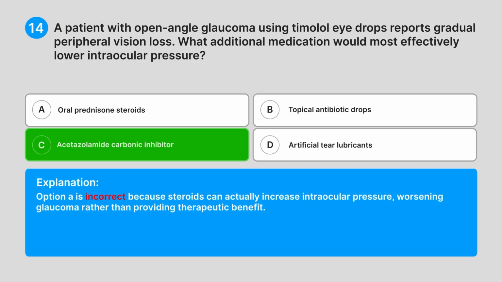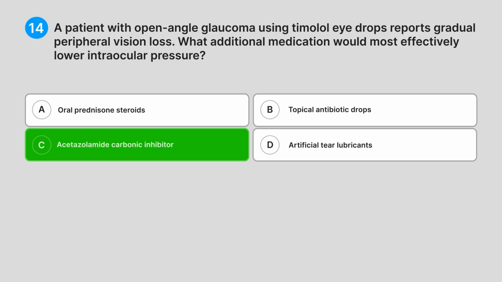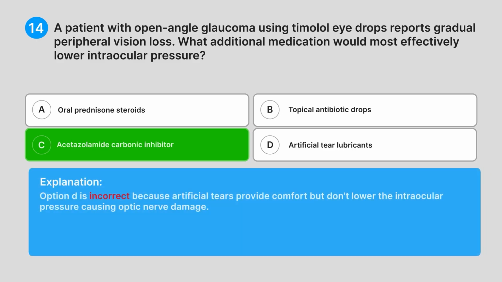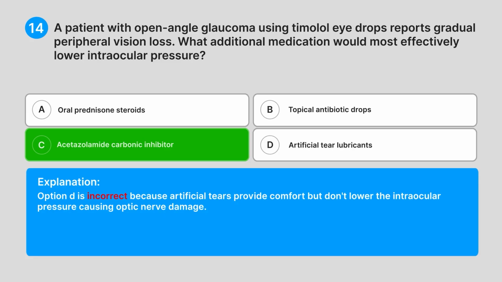Option A is incorrect because steroids can actually increase intraocular pressure, worsening glaucoma rather than providing therapeutic benefit. Option B is incorrect because antibiotics treat infection, but don't address the increased intraocular pressure causing glaucoma vision loss. Option D is incorrect because artificial tears provide comfort, but don't lower the intraocular pressure causing optic nerve damage. To understand glaucoma treatment, let's explore how acetazolamide works differently from eye drops.